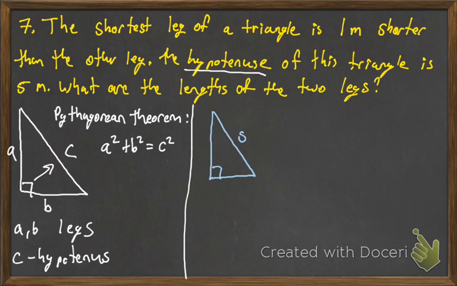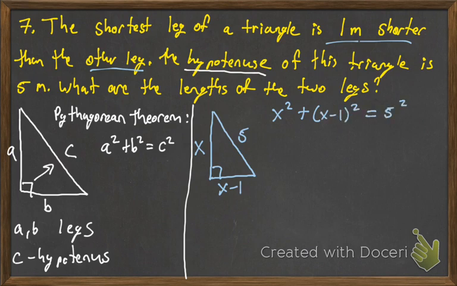So in our particular problem, they say that the hypotenuse is 5, and then the shortest leg is 1 meter shorter than the other leg. So we can call the other leg x. Then the shortest leg would be 1 meter less, or x minus 1. Okay? And then we're going to drop that into the Pythagorean theorem, which says x squared plus (x minus 1) squared is equal to 5 squared.